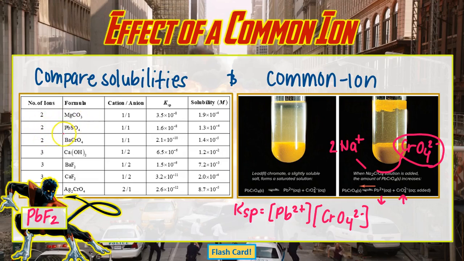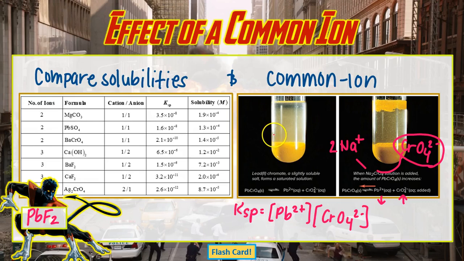So I can compare Ksp values, and whichever one has the higher Ksp value is going to have the higher solubility. So MgCO3 has a Ksp of 3.5 times 10 to the negative 8, and PbSO4 has a Ksp of 1.6 times 10 to the negative 8. Therefore, 3.5 times 10 to the negative 8 is the larger number, and so MgCO3 is going to have the higher solubility. When we look at their solubility values of 1.9 times 10 to the negative 4 versus 1.3 times 10 to the negative 4, we do see, in fact, that the higher Ksp does have the higher solubility.